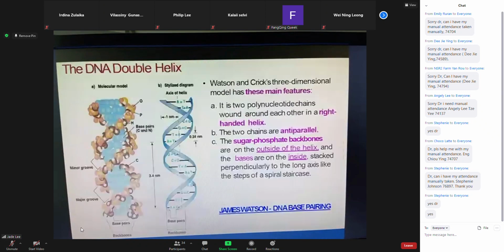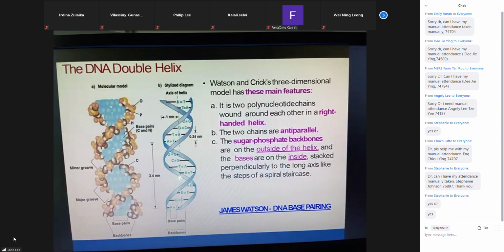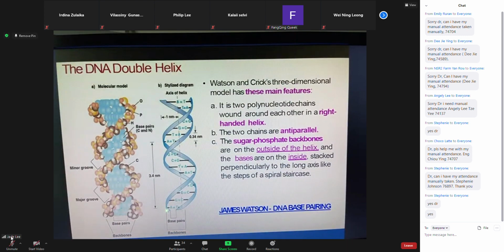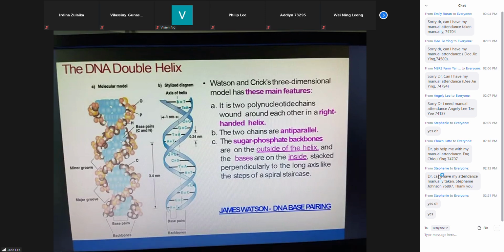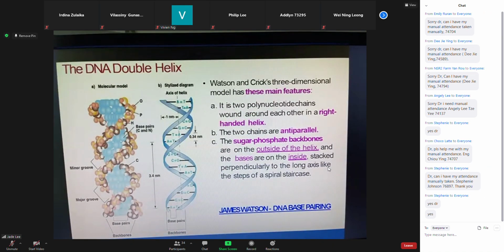So for every 10 bases, it is about 3.4 nanometers. And this is very important. You can see the turn is a complete turn, right? From here, it's 10. So this is a complete turn, and the distance is 3.4 nanometers.